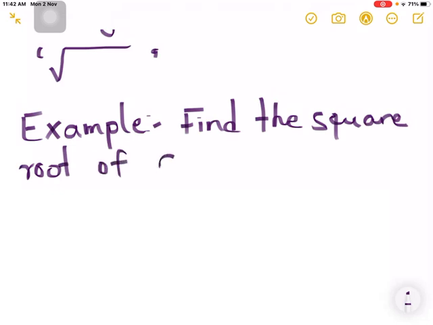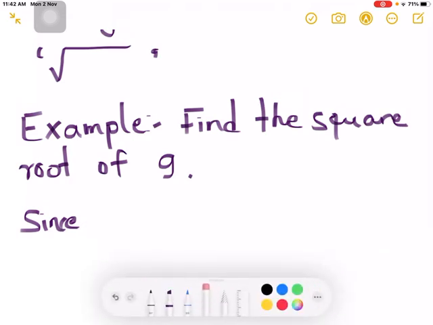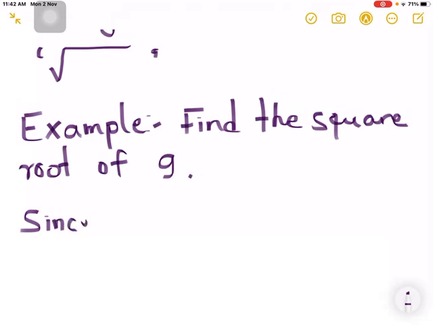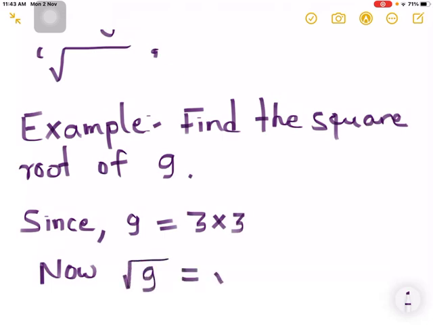of 9. If the question is this, then we have to find out the square root of 9. Then what to do? Since we know that 9 means, if we multiply 3 with 3, then we will get 9, isn't it? So 3 threes are 9. So now let us put the square root symbol here. Yes, this is the symbol of square root.